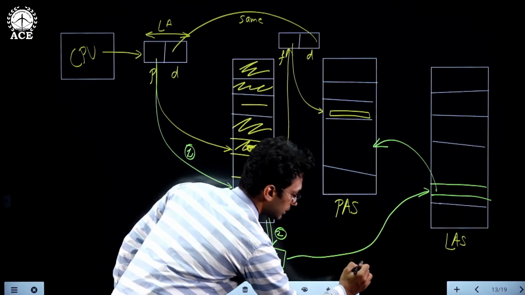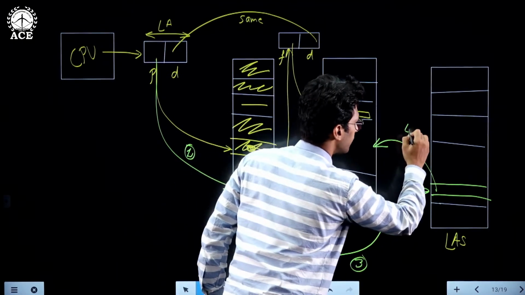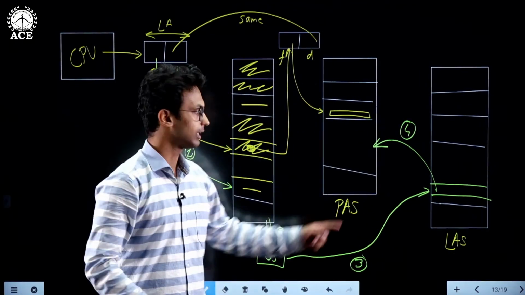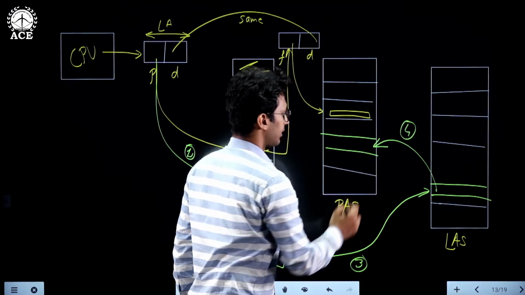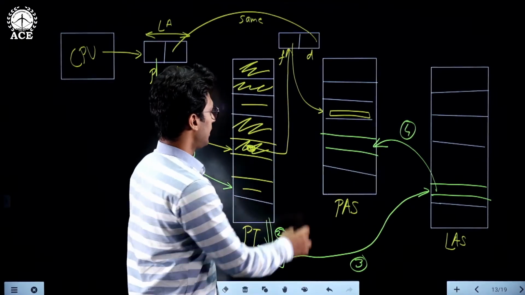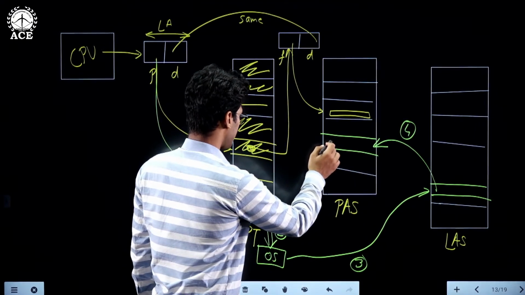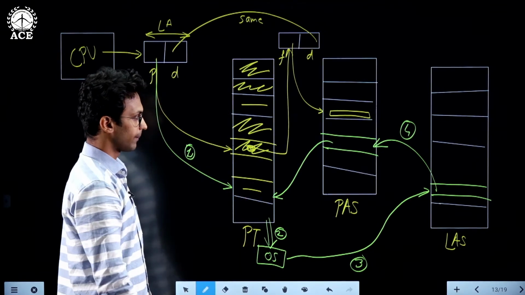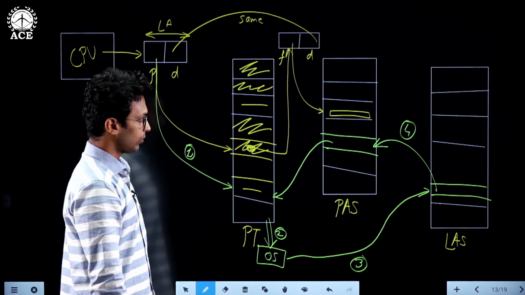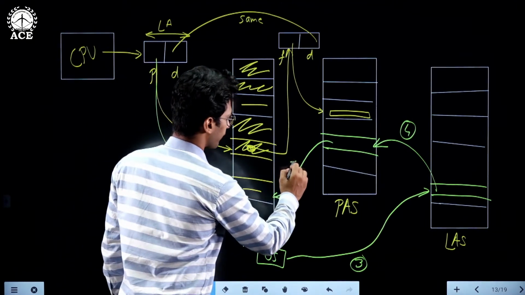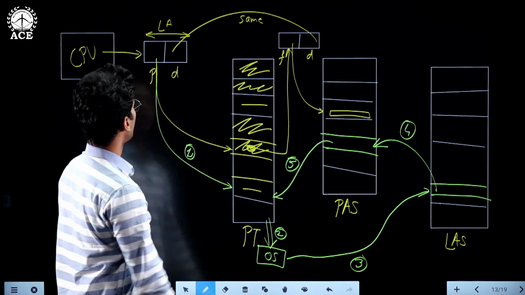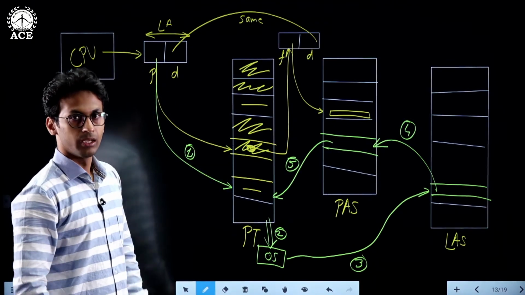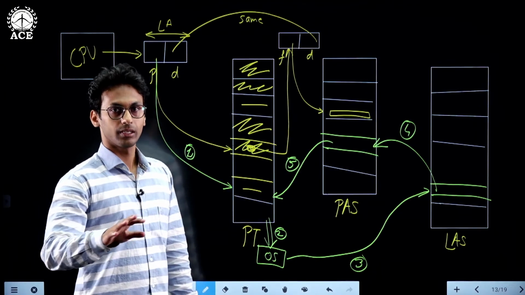So step 2, this is step 3, this is step 4. We'll bring that particular page into physical address space. Done. And then we'll update that page table entry. Now, this is step 5, and then we can refer to it. So this is how it will happen.